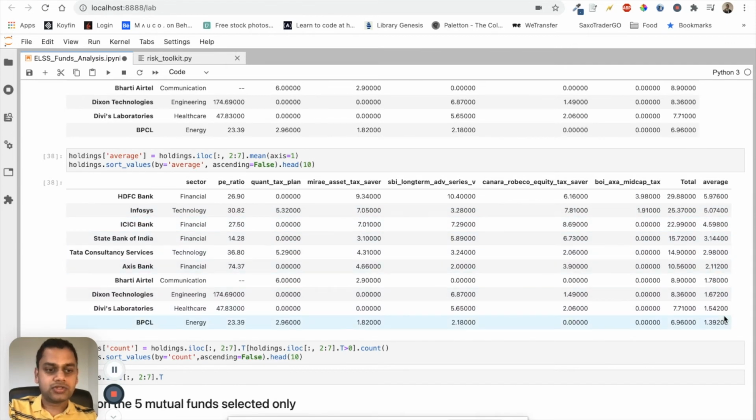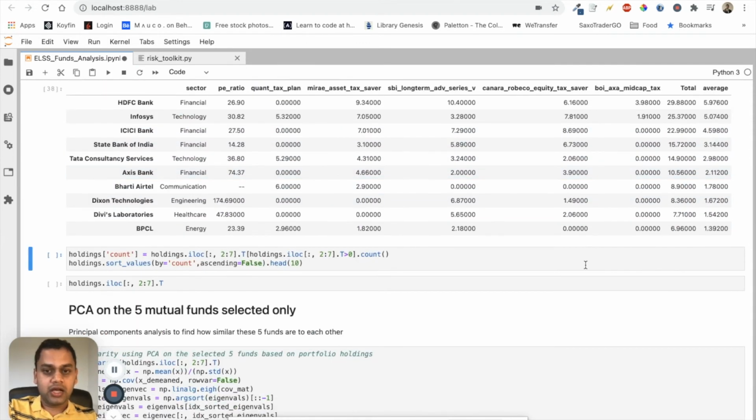So for an investor looking to just replicate these funds, if you're not worried about tax saving, then what you could do is potentially just take this average holding and invest your money in that percentage, and you would have replicated the performance of these 5 different funds.